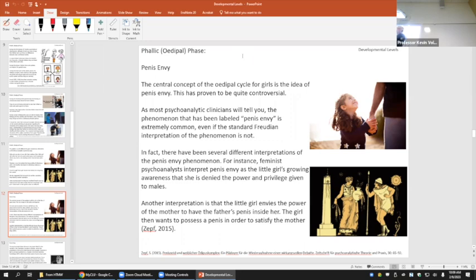No, she wants a penis. She wants to be treated the same way males get all this great treatment, right? And again, we can see this in society, quite obviously. Another interpretation is that the little girl envies the power of the mother to have the father's penis inside her. Some feminist psychoanalysts talk about this. The girl then wants to possess a penis or to satisfy the mother. It's a little pretzel logic on that one. Okay, a little weird.